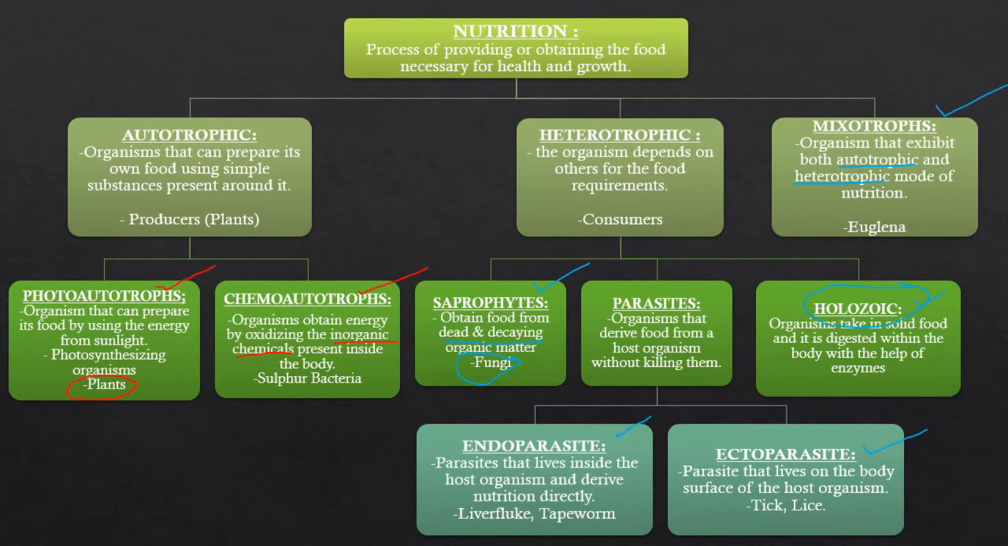So euglena exhibits both autotrophic as well as heterotrophic modes of nutrition, and that's why this mode of nutrition, where you have both of these methods, is called the mixotrophs or mixotrophic mode of nutrition. So these are the different types of nutrition that we can see in nature.